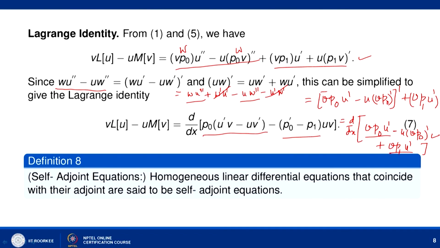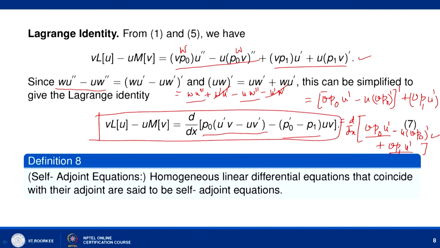So vLu minus uMv is equal to d by dx of (p naught u dash v minus uv dash minus p naught dash minus p1 uv), and this identity is known as the Lagrange identity. When you simplify this, you will get this. This Lagrange identity is very useful, and we will see how it is useful in further lectures.